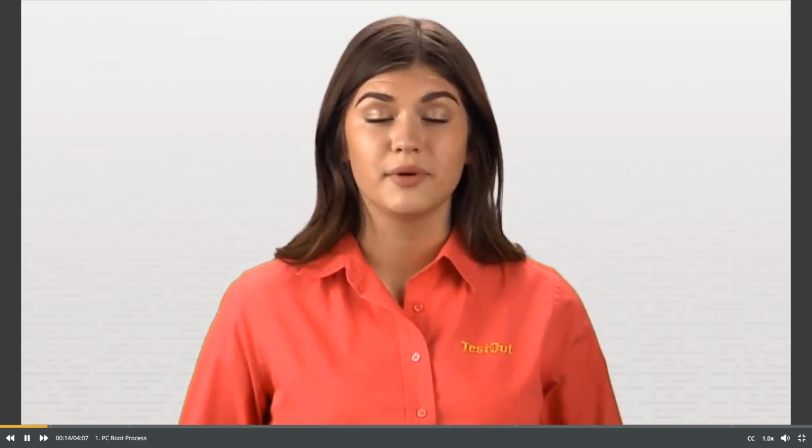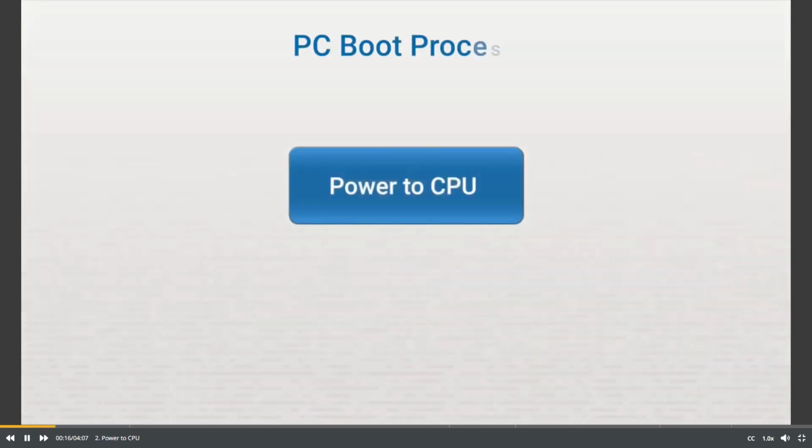One of the main jobs of the UEFI or legacy BIOS is to help you start the system. Several different processes occur when you first turn the computer on. Let's take a look at what they are. First, power is supplied to the CPU.